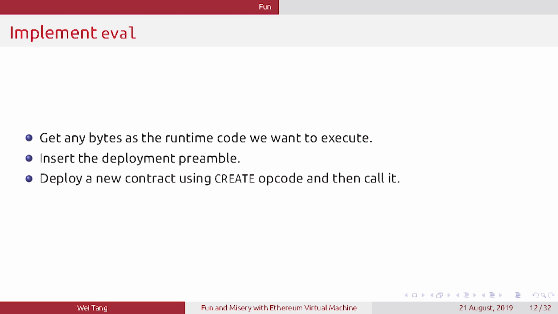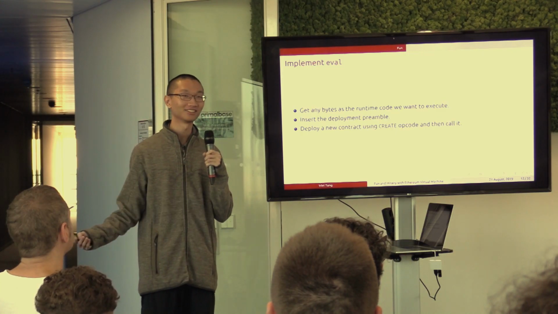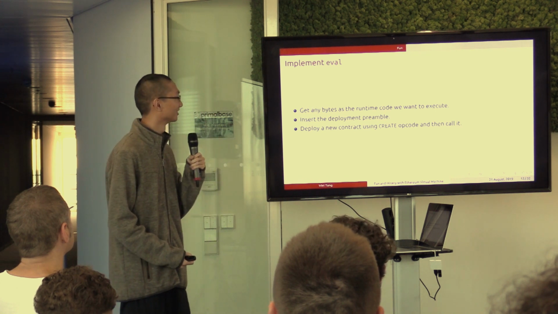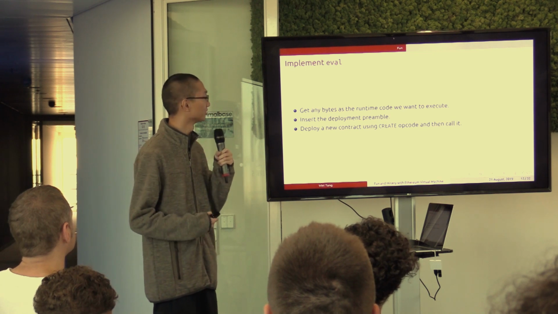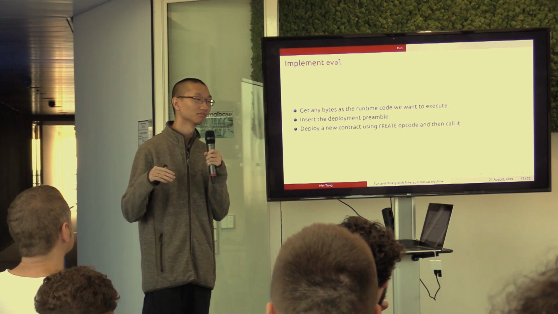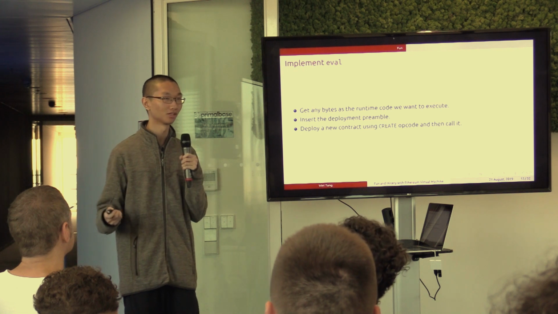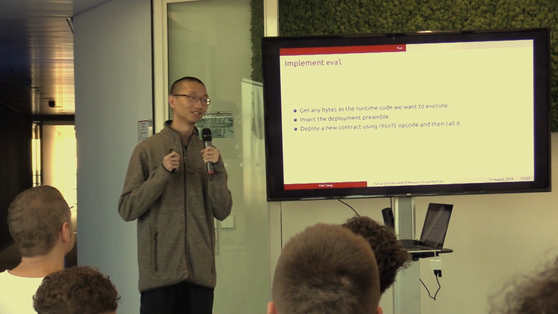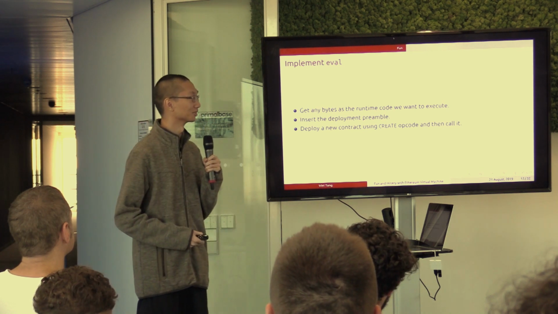With this, you can actually implement something like EVAL, which basically allows you to execute any data as code on the blockchain. What we do is we get any bytes as the runtime code we want to execute, and then we directly insert a deployment preamble, and then we create a new contract as an internal transaction. After that, we just do a delegate call, so that will execute that code.